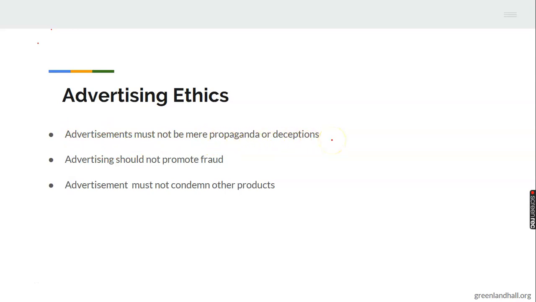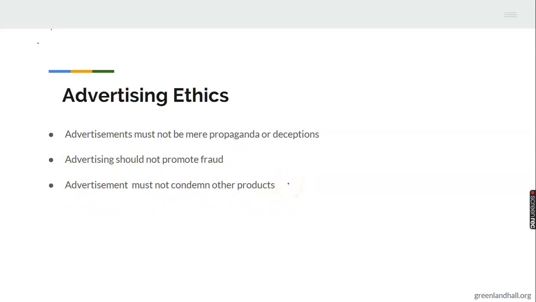That is, whatever the advertisement has spoken or has indicated concerning a product should be the truth and nothing but the truth. 2. Advertising should not promote fraud. So in other words, you should not try to deceive people or to lure them, to defraud them of their funds or money. Number 3, advertisement must not condemn other products.